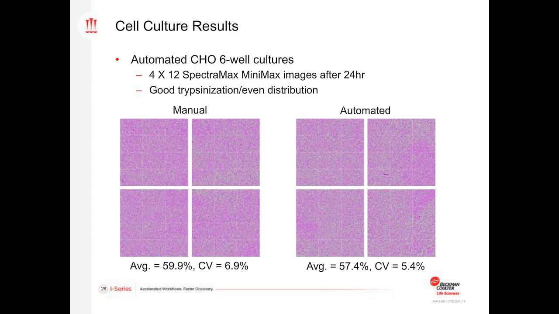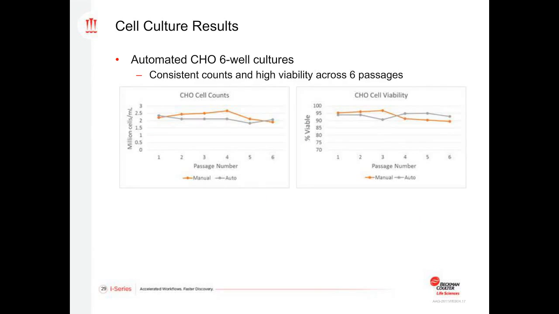Looking across multiple passages now, shown here are the automated and a comparison to manual of what I was able to achieve. On the left, we look at cell counts and how consistent those were across passages and also across automation versus manual. And on the right-hand side is plotting viability, and we were able to achieve consistently above 90% viability in all 6 of our automated passages.